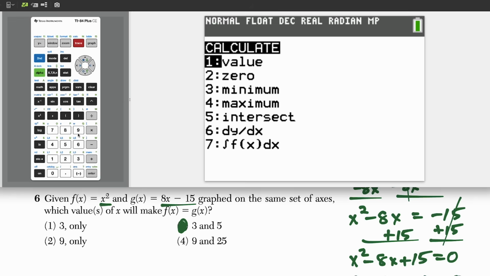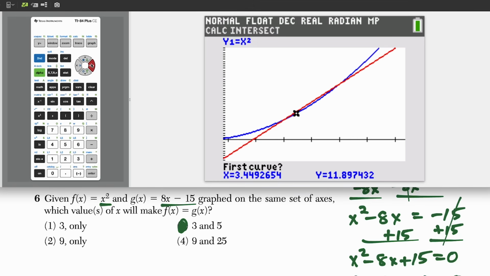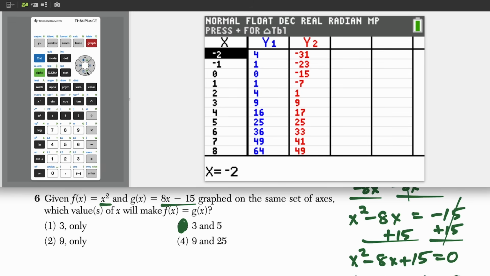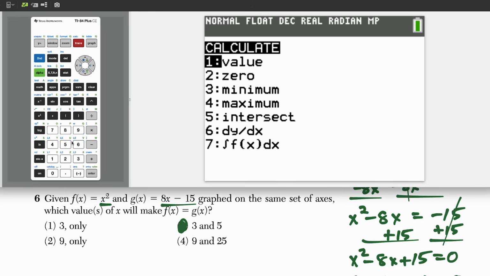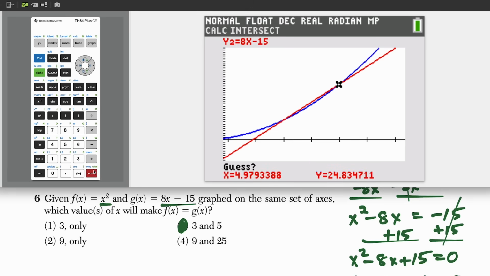And if I press second trace 5 again, I'll go to the other point of intersection, press enter 3 times, and x equals 5 is the other one. If I press second graph and go to the table, notice when x is 3, the two functions have matching y values, and when x is 5, the functions once again have matching y values. But the reason why I like the trace feature is if the answer turned out to be a decimal, it's hard to see those values in the table, so tracing is a very strong option. But either way, we're getting choice 3.